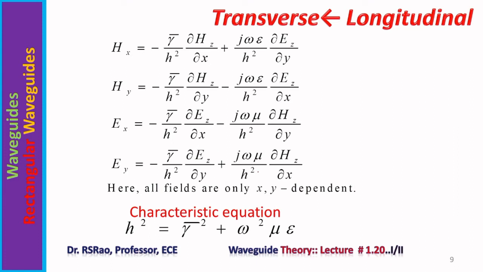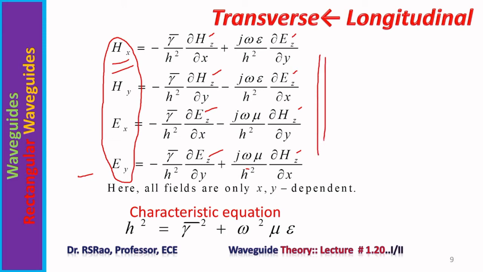Then the resultant relations are as follows. You see here, Hx equals minus gamma bar by h square times dou Hz by dou x. Hz is the z component of H, the longitudinal component of the magnetic field, and Ez is the electric field component along the direction of propagation. Notice that on the left hand side you have transverse components, and on the right hand side these equations involve longitudinal components. So this set of 4 equations gives transverse components in terms of longitudinal components.